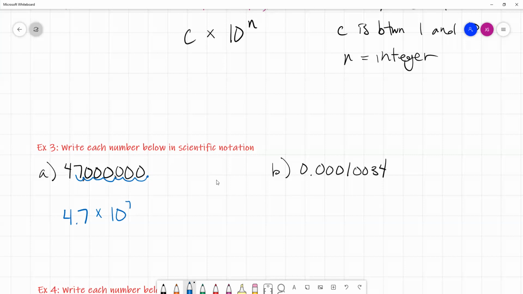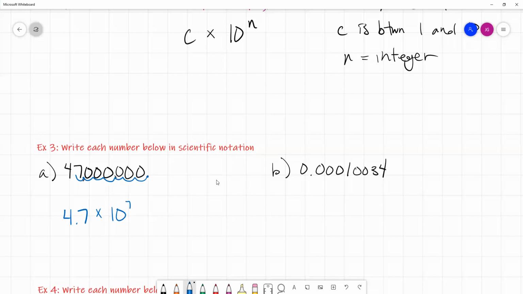So the first step was to find our decimal. If we don't have the decimal shown, if it's a whole number, put it where it normally would be, which is after the ones, okay? Then we're going to move our decimal enough places so we get this number down to between 1 and 10. In this case, I got 4.7. And then it's going to be times 10 to the number of places that I moved, okay?